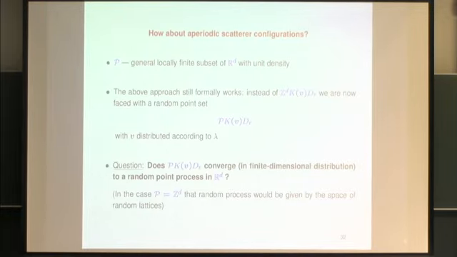So I hope I've given you some flavor of what happens in the periodic setting. So now how about other scatterer configurations like quasicrystals? So let's just talk generally here. We start with a point set on which we want to locate our scatterers, and let's just assume it has unit density, by which I mean counting the number of points in a big ball will be asymptotic to the volume of that ball.